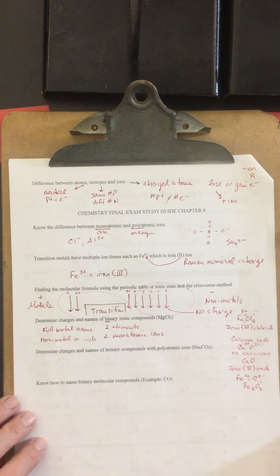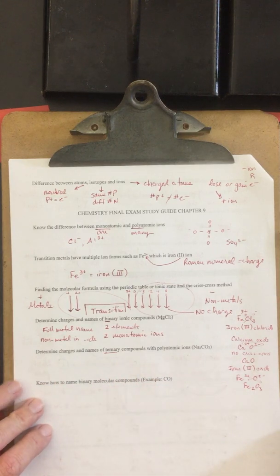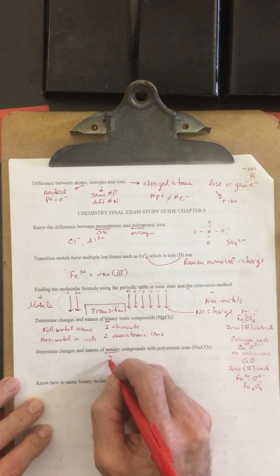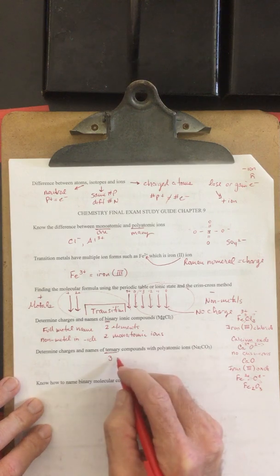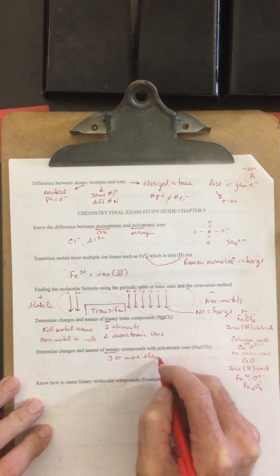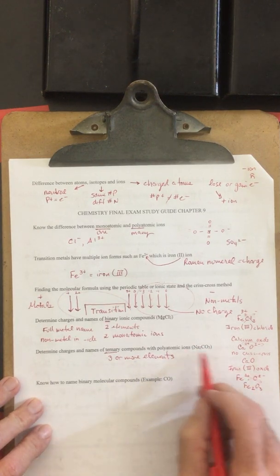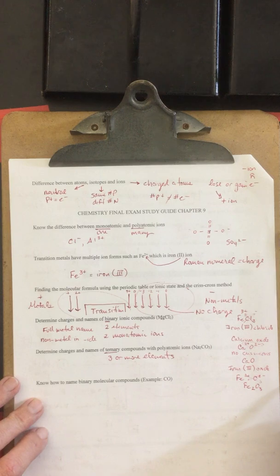Determine the charge and names of ternary compounds with polyatomic ions. So again, ternary compounds mean that we have 3 or more elements in our compound. Notice how you have sodium, carbon, oxygen. 1, 2, 3. Okay, this is going to be a ternary compound.